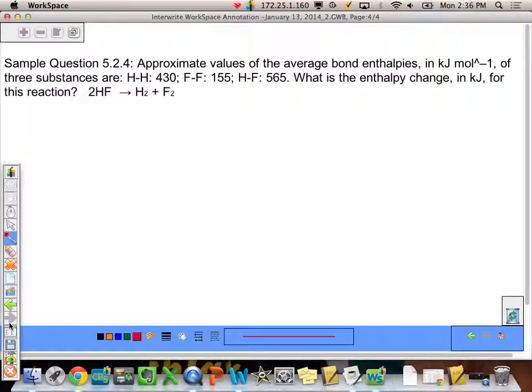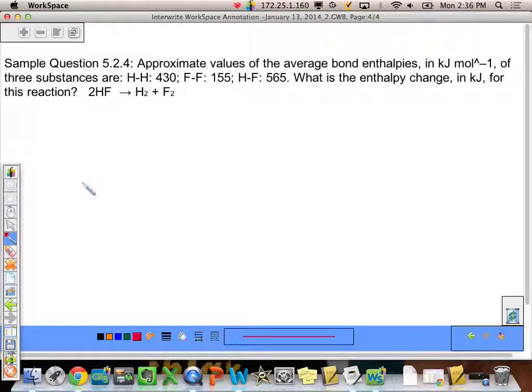The second problem, 5.2.4, says approximate values for the average bond enthalpies in kilojoules per mole of three substances: hydrogen bonds, fluorine bonds, hydrogen-fluorine bonds. What is the enthalpy change for this reaction? So 2HF goes to H2 plus F2. So I look at what the different things that are being broken and formed are.